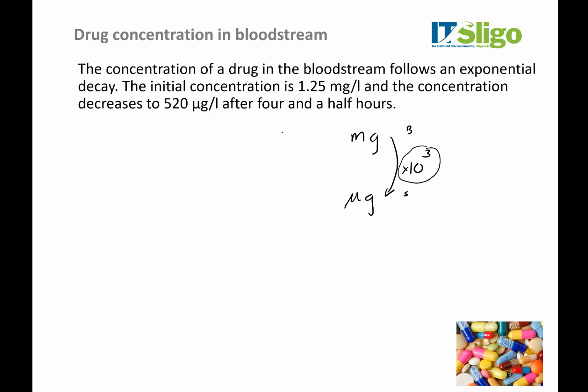So now 1 milligram is 1,000 micrograms, and now it's easy enough. 1.25 milligrams is 1,250 micrograms. So we'll be using that figure instead of this as the initial value.